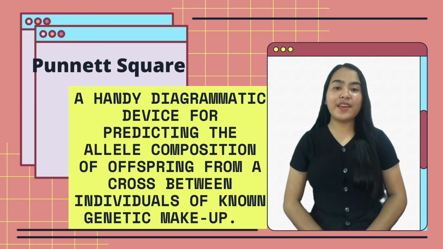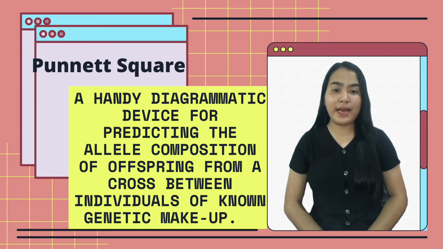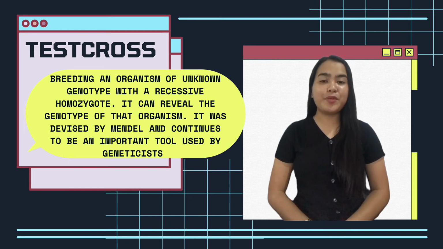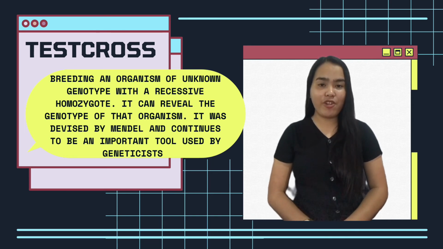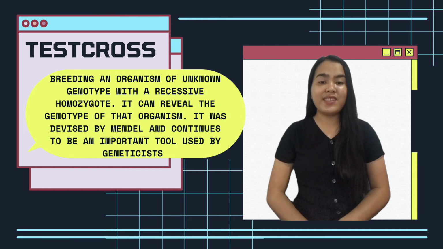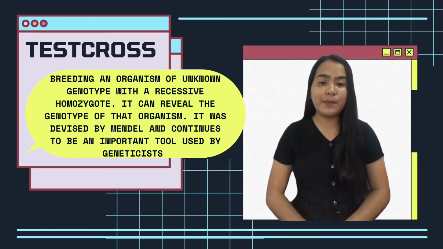A Punnett square is a handy diagrammatic device for predicting the allele composition of offspring from a cross between individuals of known genetic makeup. Notice that we use a capital letter to symbolize a dominant allele and a lowercase letter for a recessive allele. Breeding an organism of unknown genotype with a recessive homozygote is called a test cross because it can reveal the genotype of that organism. The test cross was devised by Mendel and continues to be an important tool used by geneticists. A test cross involves mating an unknown genotypic individual with a known homozygous recessive.